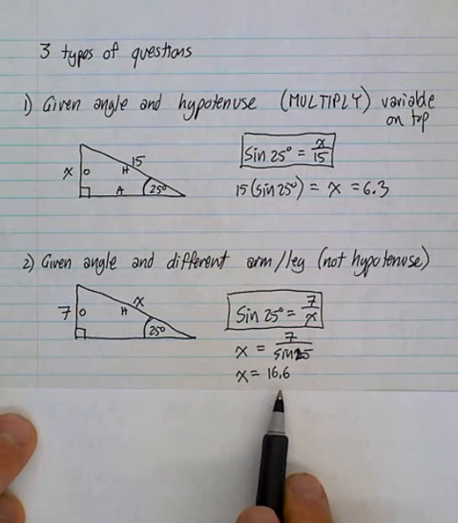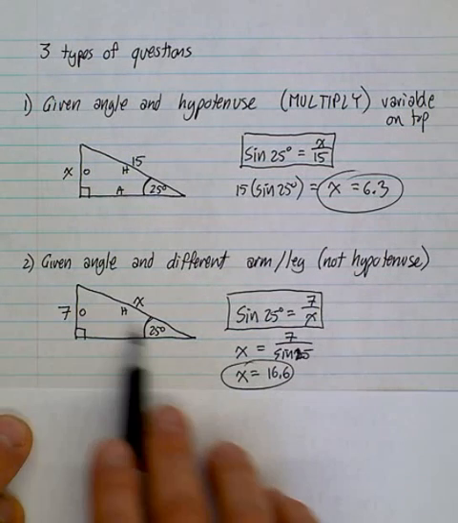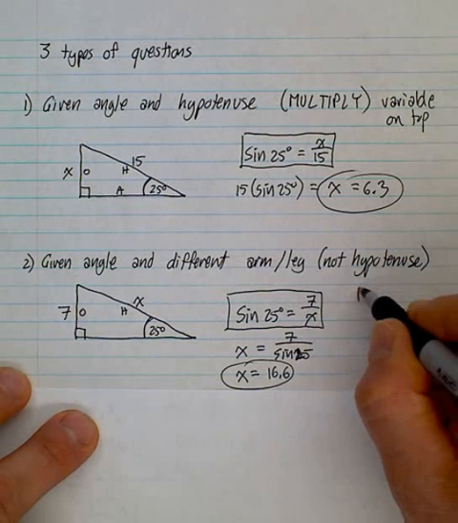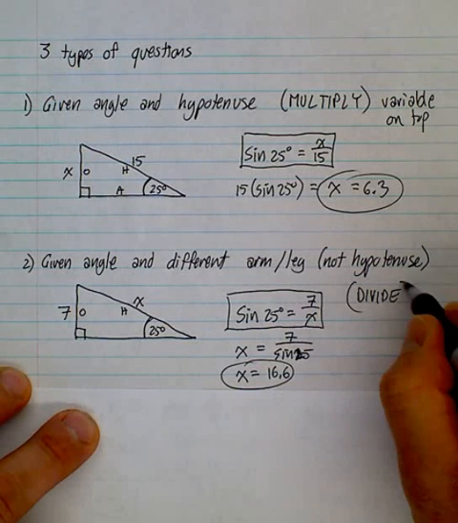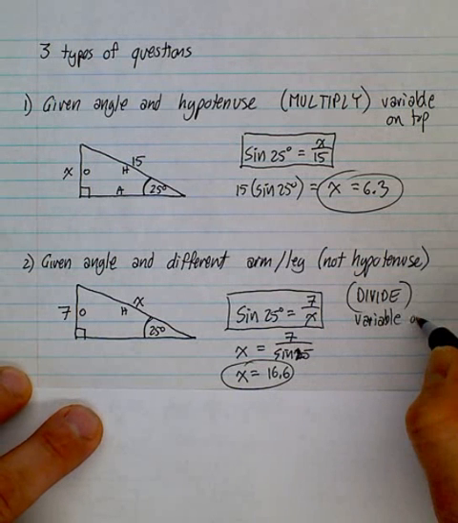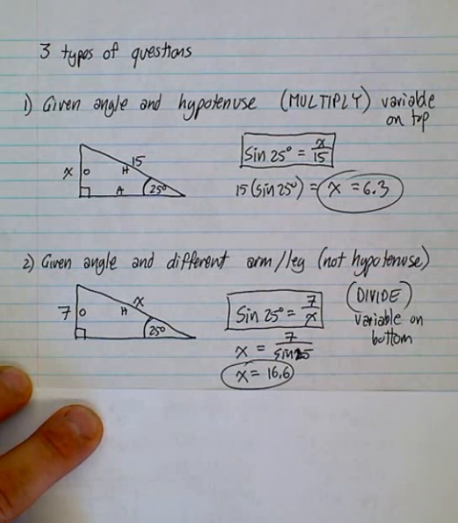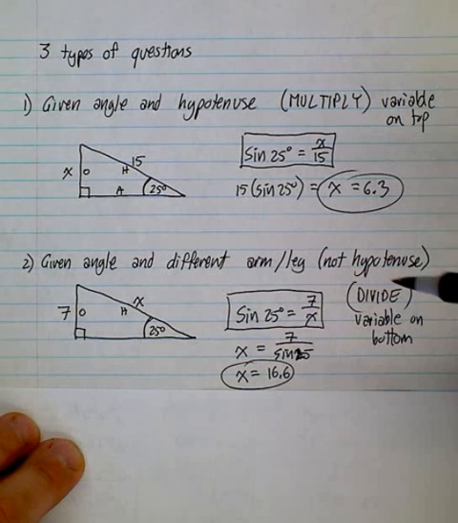And again, ask yourself, does that make sense, right? It's supposed to be the long side, so absolutely it makes sense. So this is a different one again. In this case, we divide, and we divide when the variable is on the bottom, okay? Those are the two types of questions you get when you need to find the sides.